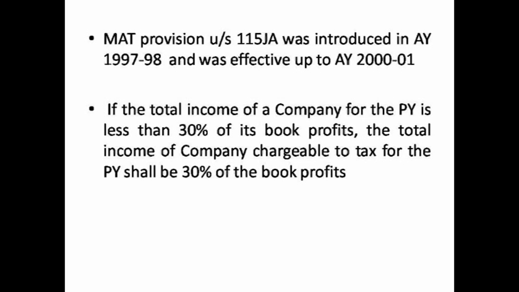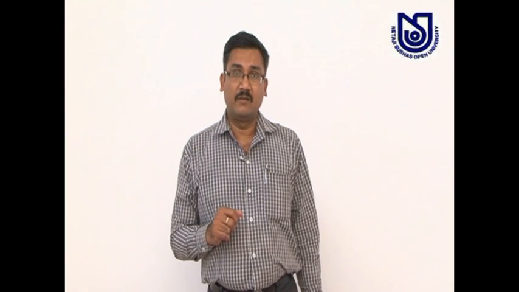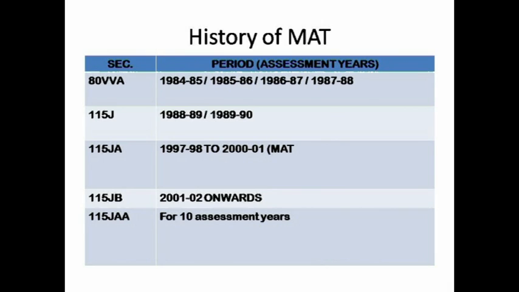But in 1987, the Act was amended. A separate section 115J was introduced, and for the first time the concept of book profit came into the picture. As per section 115J, the companies are liable to pay tax on 30% of book profit, and it was effective from the assessment years 1988-89 and 89-90.